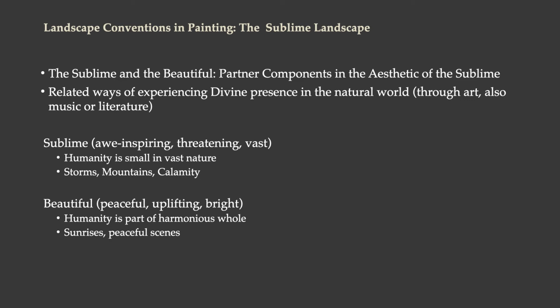And those are calming, peaceful, uplifting elements. Those make humanity feel like they're part of a harmonious whole, and there are sunrises or peaceful scenes or flowers coming up in the spring. So the aesthetic of the sublime balances the sublime, where it's powerful and awe-inspiring, and the beautiful, where it's peaceful and calming. Sometimes it leans more towards one, and sometimes more towards the other.